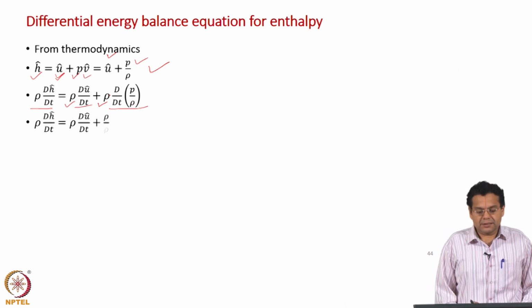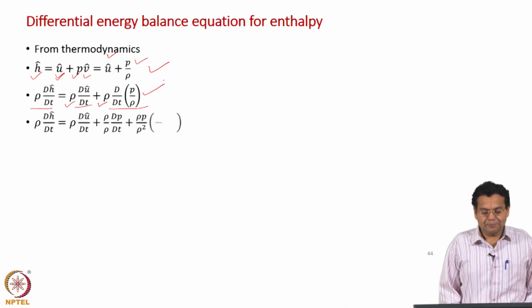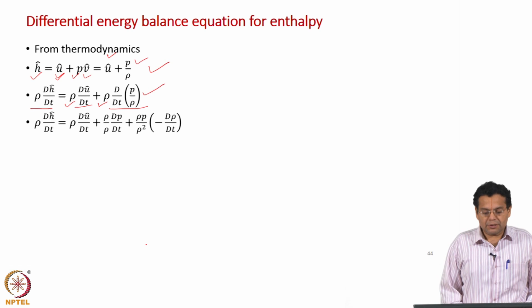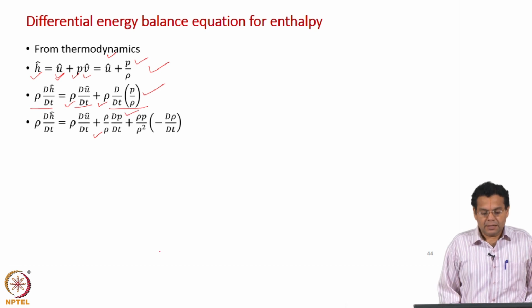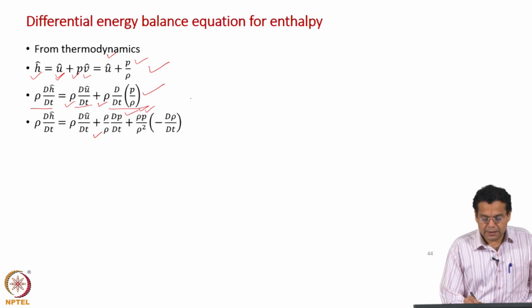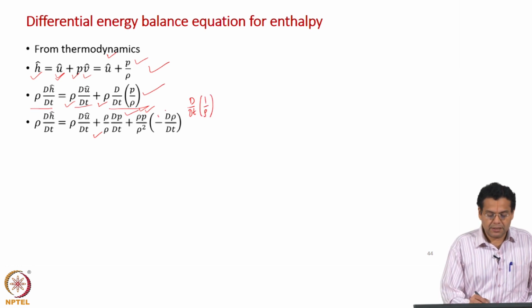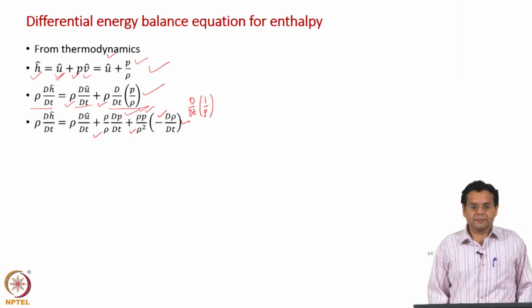These two terms are simple. Let us see how to evaluate this term. Just use product rule. So, rho and then we have 1 by rho dP by dt, and then we have rho outside and then P into d by dt of 1 by rho, and that we get a minus rho square in the denominator and then d rho by dt.